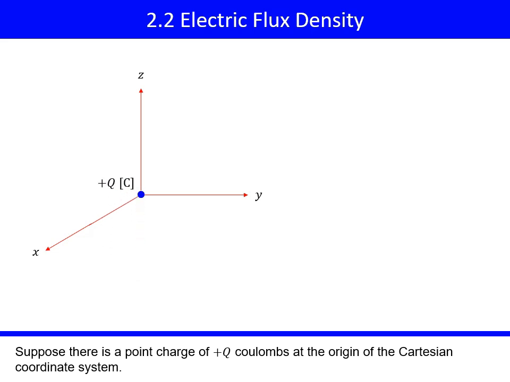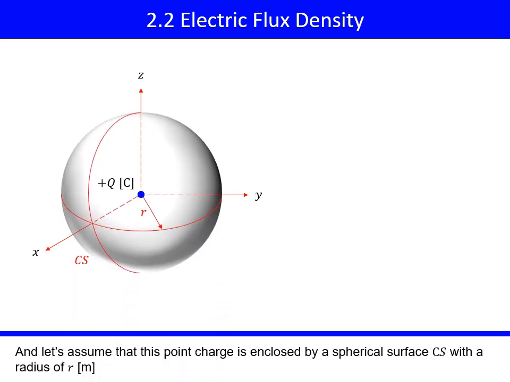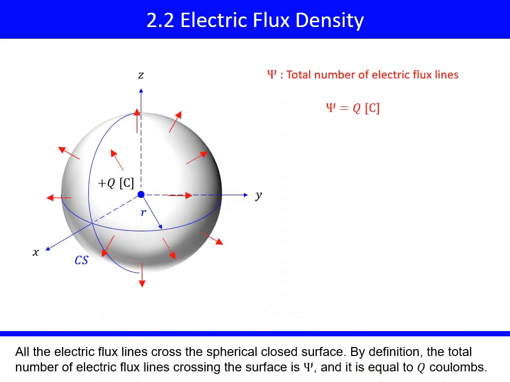Suppose there is a point charge of positive q coulombs at the origin of the Cartesian coordinate system. And let's assume that this point charge is enclosed by a spherical surface CS with a radius of r meters. All the electric flux lines cross the spherical closed surface. By definition, the total number of electric flux lines crossing the surface is psi, and it is equal to q coulombs.